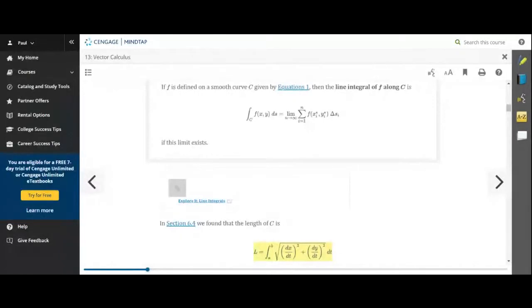Okay, so what are we going to do with ds? Well, think about delta s in that first formula, the line integral of the function along C. Delta s is an arc length, but how do we find the length of an arc? You learn that the length of our arc is the integral from a to b of the square root of dx dt squared plus dy dt squared.